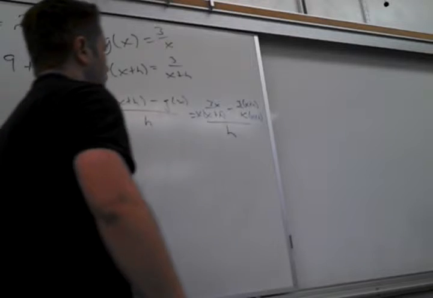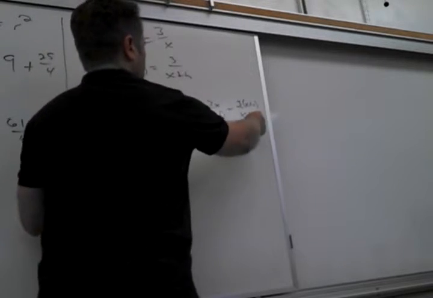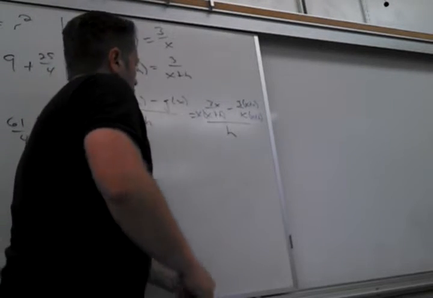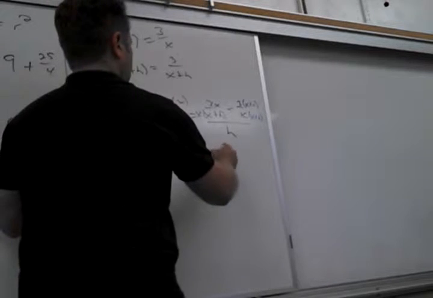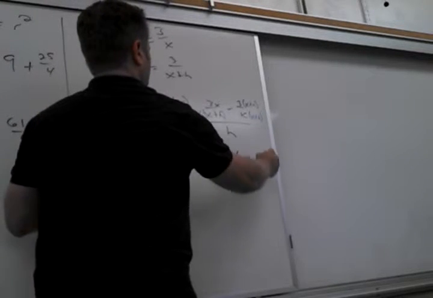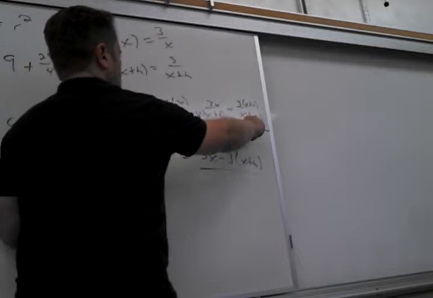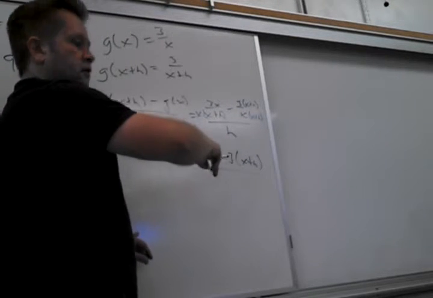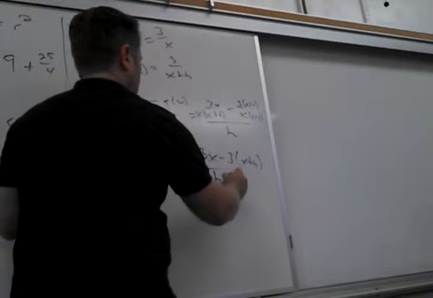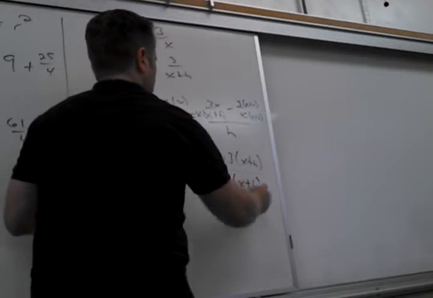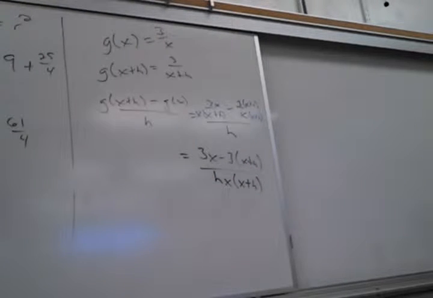Now, there's 2 ways to go from here. You can multiply top and bottom by the LCD. Or you can be a little smarter. On the top, I can put these together, right? And what's on the bottom? This and this, because I'm dividing by both of these things. So I get h times x plus h. I'll let you guys soak that in.